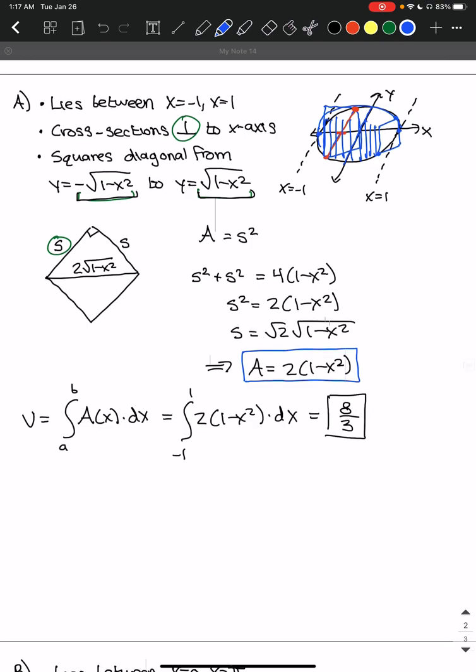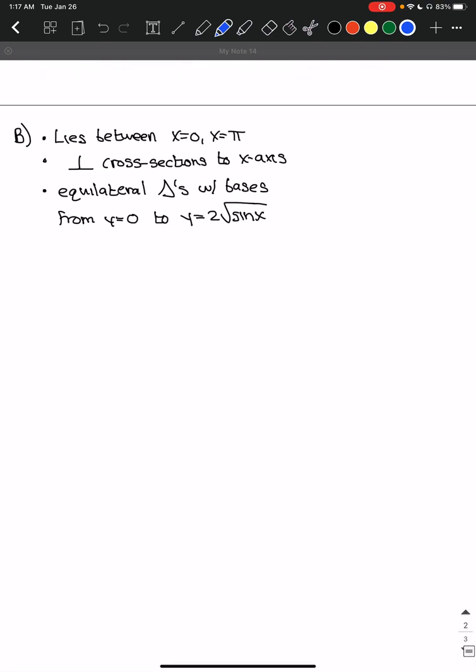Okay, so let's go ahead and do another example. This one's a little trickier, but nothing we haven't seen before. We have another surface that lies between x equals 0 and x equals pi. We have perpendicular cross sections to the x-axis, same as before. This time the cross sections are equilateral triangles with bases running from the x-axis to a function, 2√(sin x). So again, let's draw this picture.